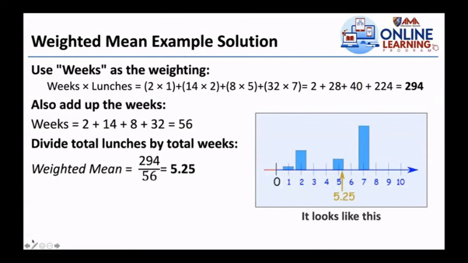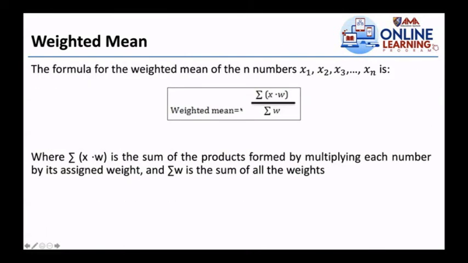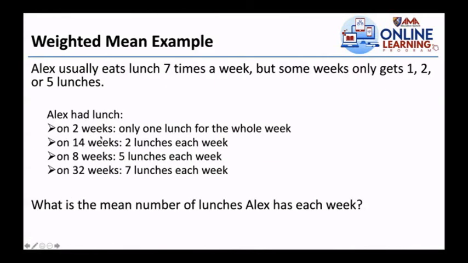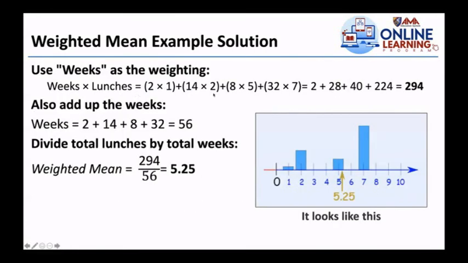Now to get this, you apply this one, the summation of X times W. The meaning of this, multiply first, then sum it up. Meaning to say, you multiply 2 times 1, 14 times 2, 8 times 5, 32 times 7, because these are your X. Then add all the sums. There, the sum is 294, divide them, you get this. So this is the weighted mean. Okay, it looks like this if you represent them. Like the center of the data.